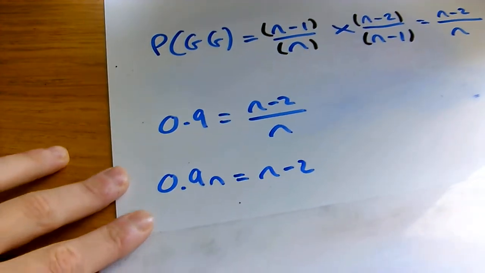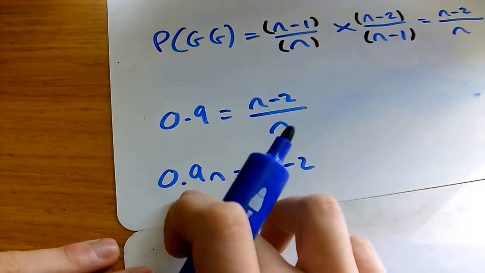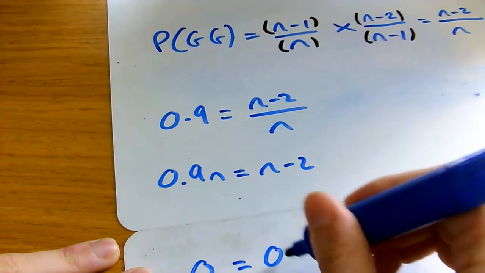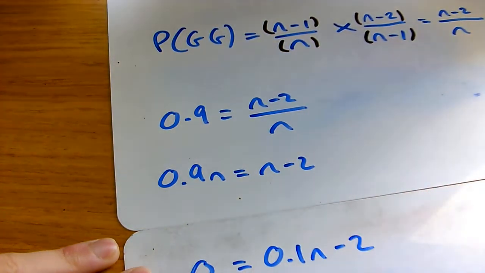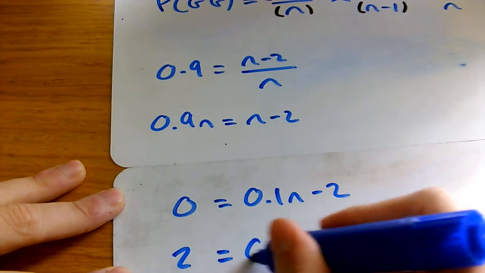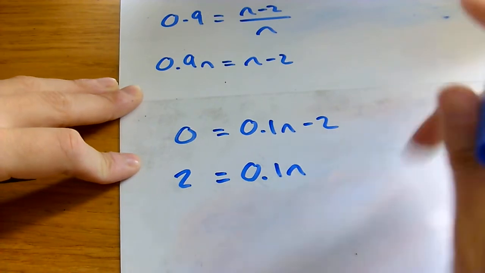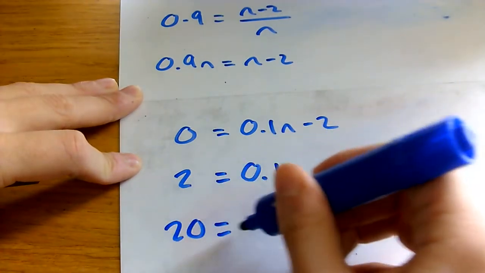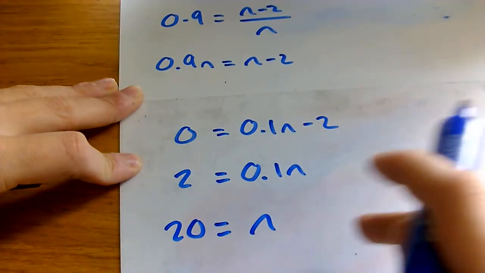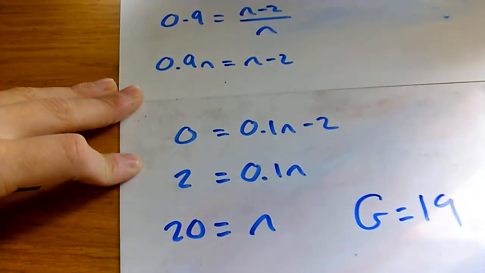Let's go on to this page here. If I subtract 0.9n from both sides, I'll get nothing on that side, and I'll get 0.1n there, minus 2. And then if I add 2 to both sides, I get this. And if I then divide both sides by 0.1, or times by 10, I get that. N is 20. Now it said how many green counters are in the bag. Well, n was the total, wasn't it? And there was 1 yellow in there. So the green must equal 19. That's it.